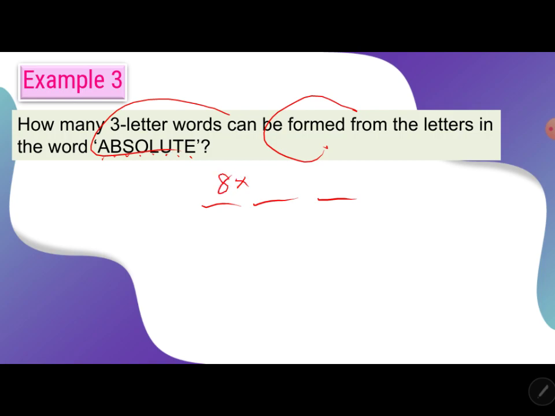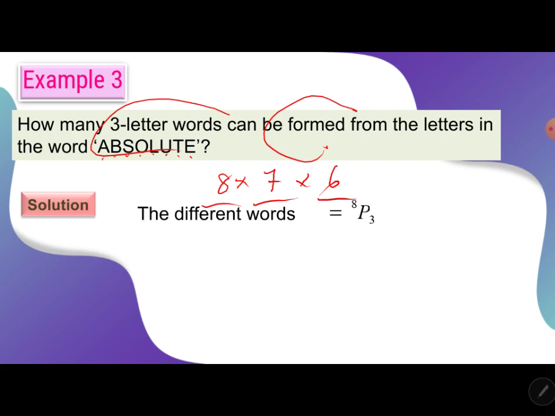And then multiplied by the second place. If we have chosen 1 for the first place, the letters that remain are only 7. That's why we multiply by 7, and here will be multiplied by 6. Or another way to answer this question is by using nPr. So what is our n? n is equal to 8, and our r, the number we want to choose to form, is only a 3-letter word.